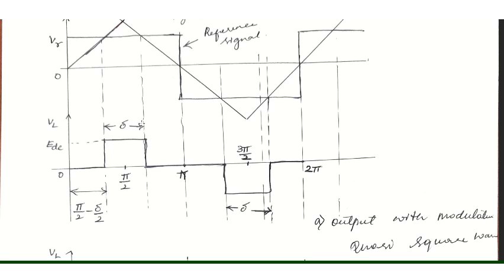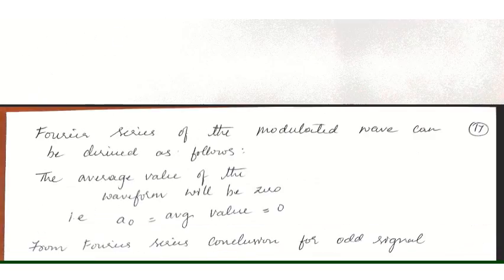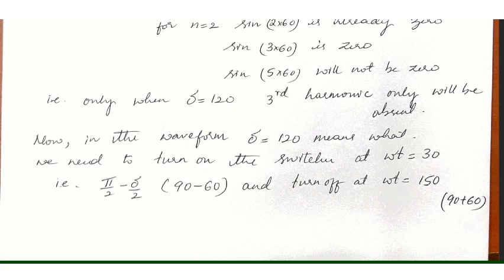That will be giving you delta equal to 120. So in turn, you are removing the third harmonic component from your output voltage. I hope you are able to get that. So that is what is explained here. If you turn on the switches at omega t equal to 30, that is pi by 2 minus delta by 2, 90 minus 60, and turn off at omega t equal to 150, 90 plus 60, that means you have delta equal to 120.